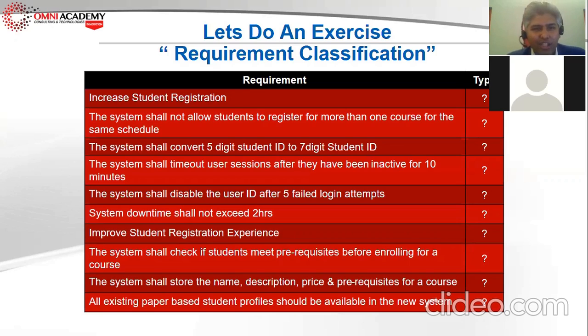All right. The next question coming your way: the system shall disable the user ID after 5 login attempts. Non-functional requirement: disable the user ID after 5 login attempts. Yes, Nawaz, please, if you want to talk, you can open the mic. Feel free. Okay, we'll continue. Nawaz, if you want to say something, you're free. Please unmute yourself and talk.